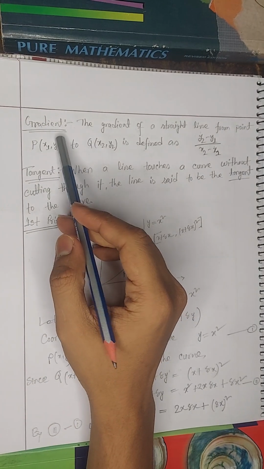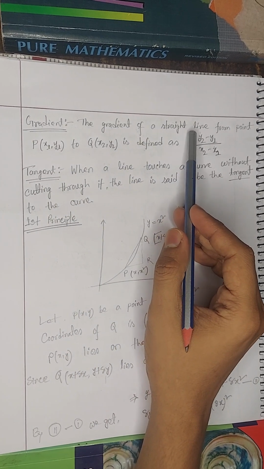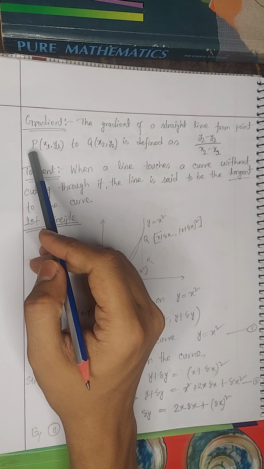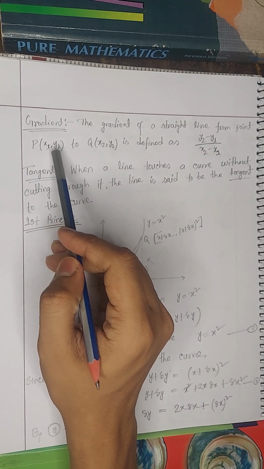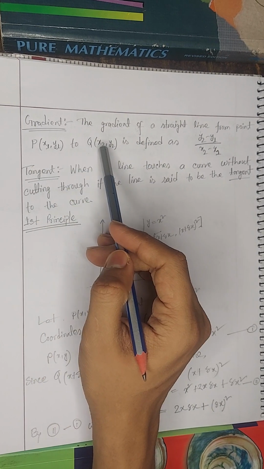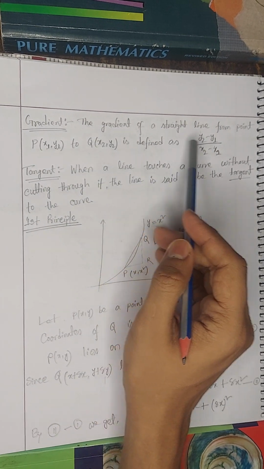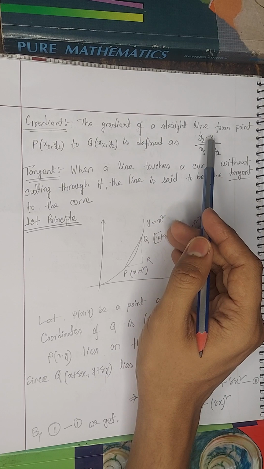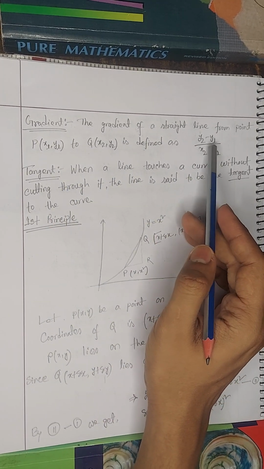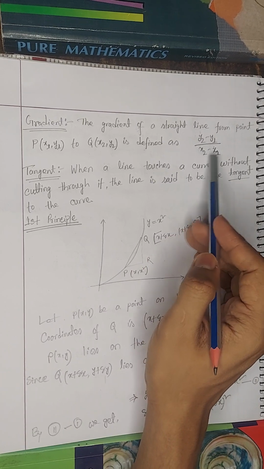First of all, what is gradient? The gradient of a straight line from a point P (x1, y1), where x1, y1 is the coordinate of the point P and x2, y2 is another point, is defined as the difference between the y coordinates divided by the difference between the x coordinates, which is y2 minus y1 divided by x2 minus x1.